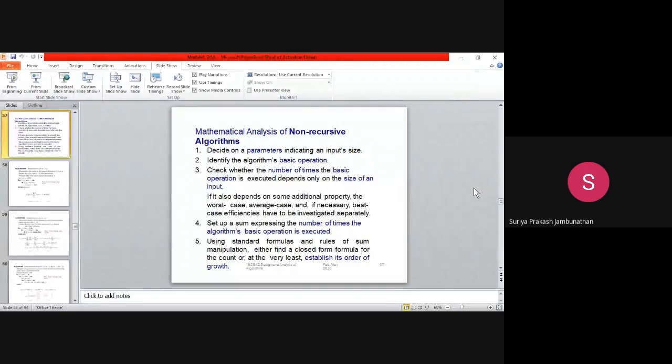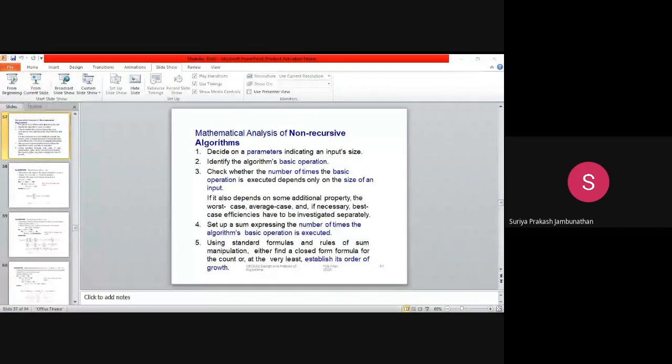Addition of two matrices: like that, we have to identify the resultant matrix and put it in C. So input size matters for every algorithm. According to the algorithm, we have to decide the input size.